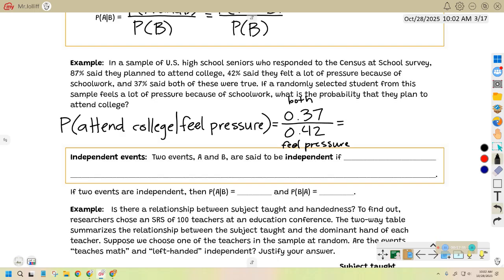So 0.37 divided by 0.42, and we get 0.881 rounded. So 88% of students who feel pressure are planning to attend college. Good. Okay. Questions on conditional probability? No. All right.